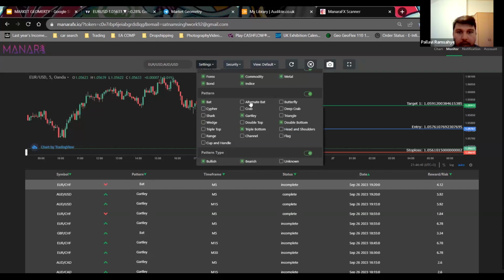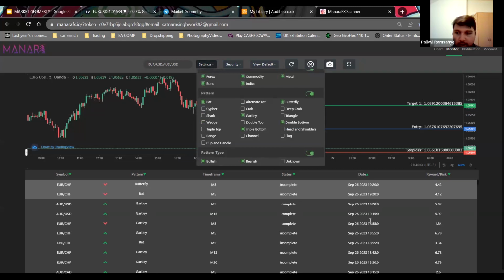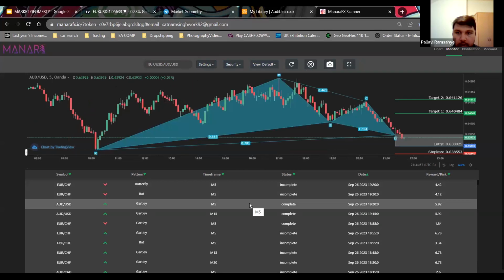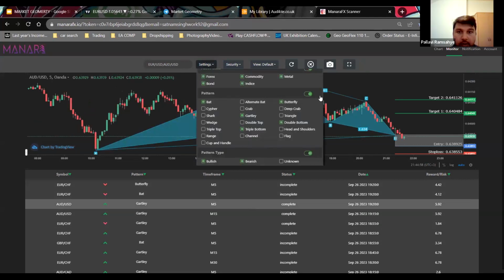So let's do the Gartley as well. The butterfly. This was recently. That's incomplete. Let's do a complete one. Odd USD. That's 5 minutes.